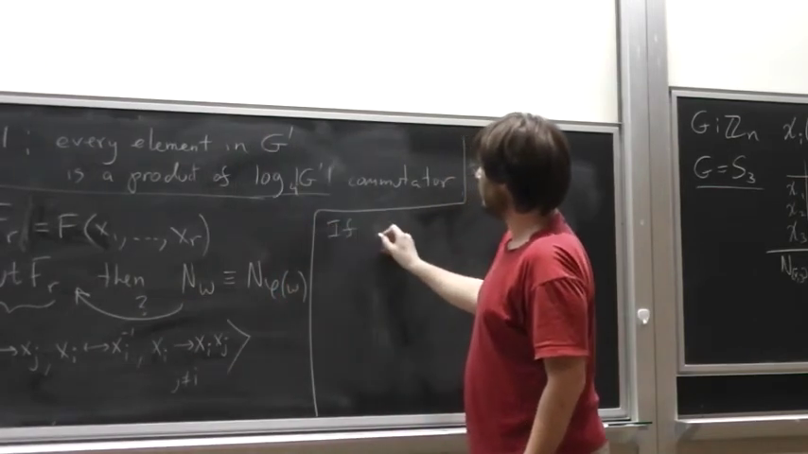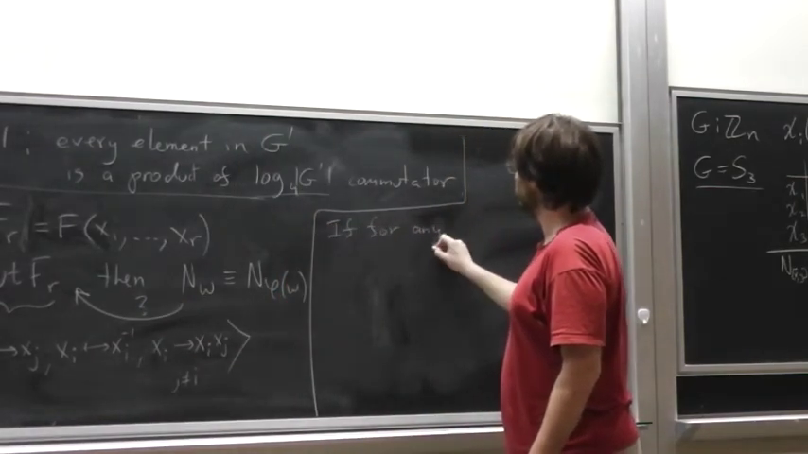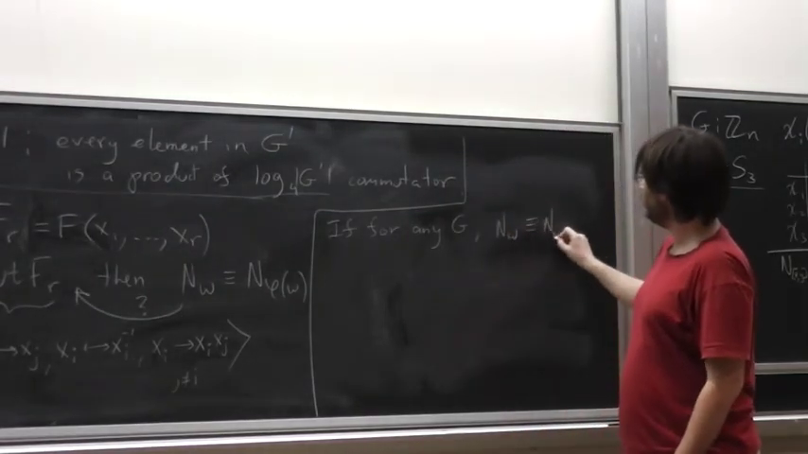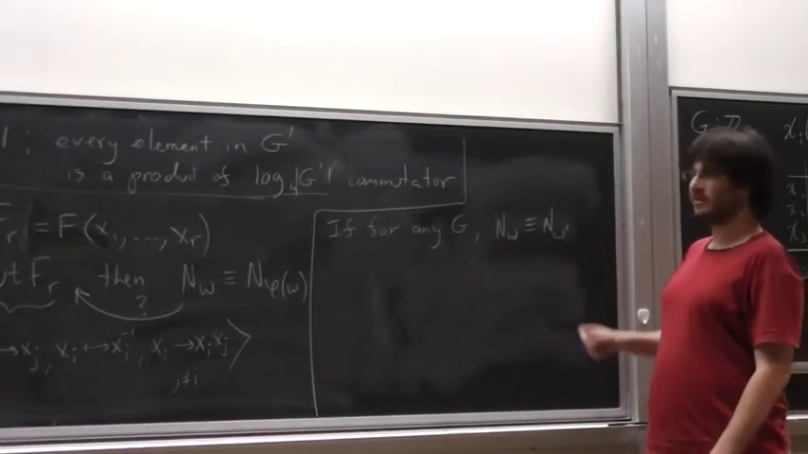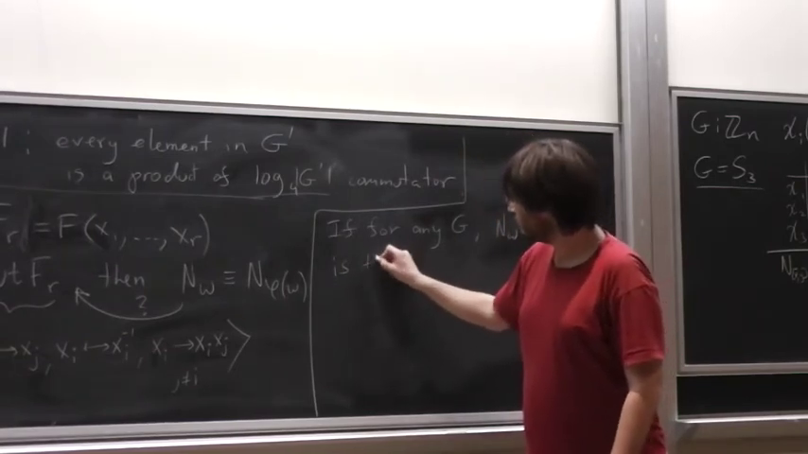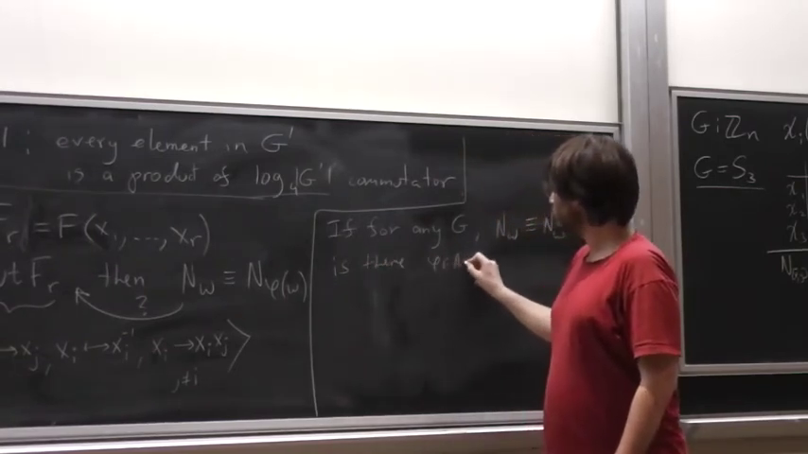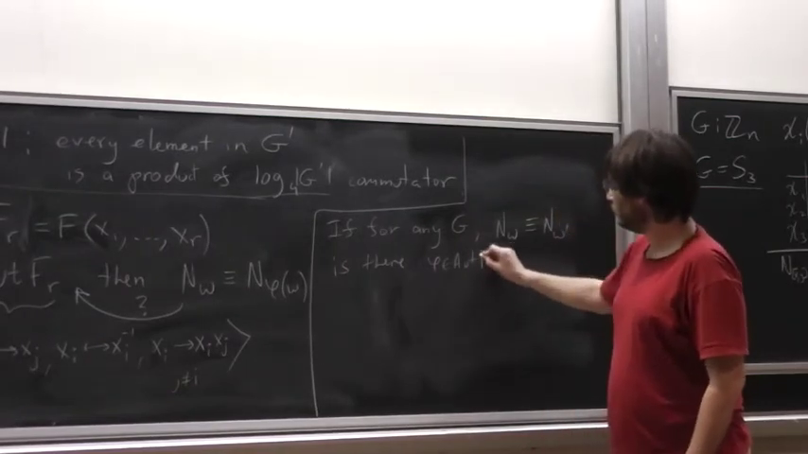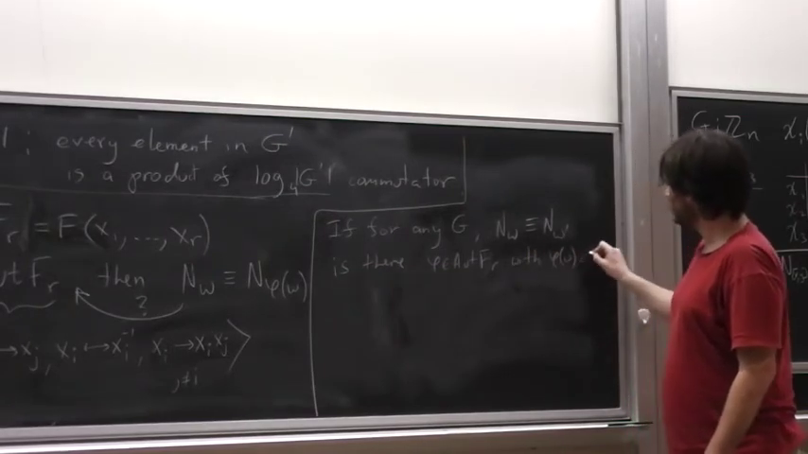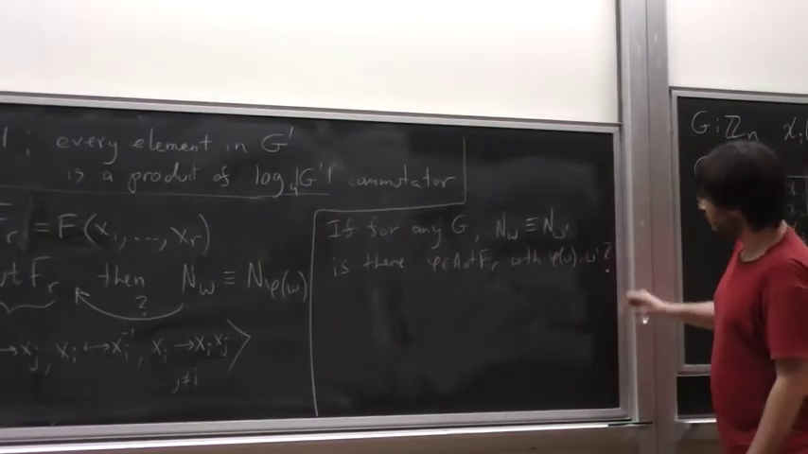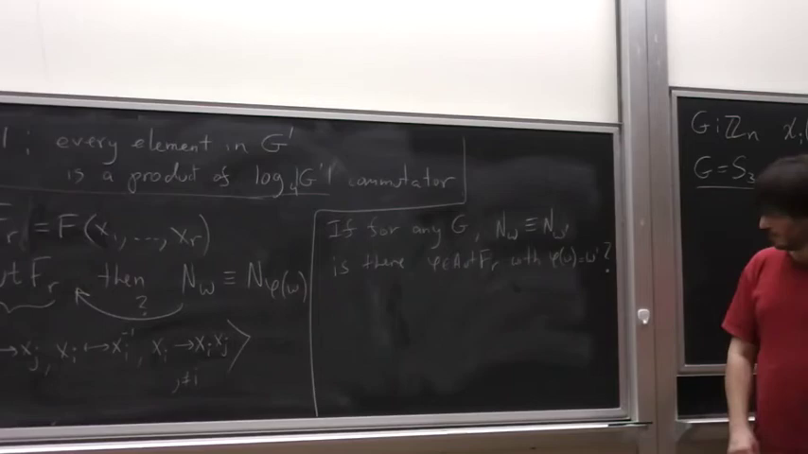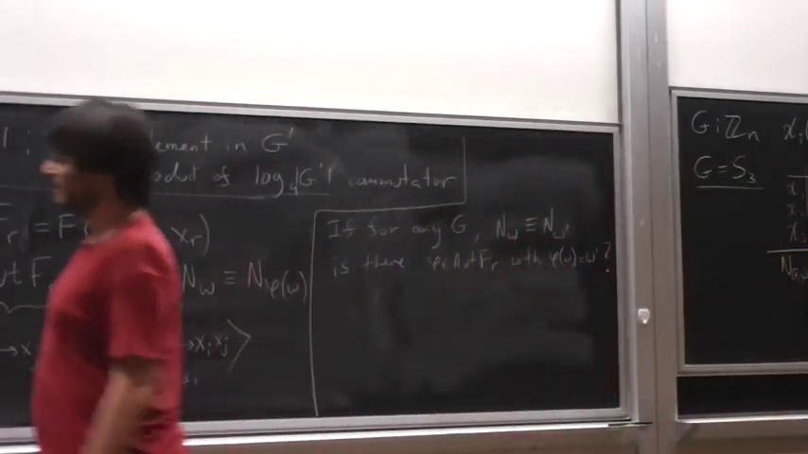So if for any G, the counting function of two words are the same, is there some automorphism of the free group with related word? So this is a very good question. We're positive that the answer is yes, and we have no idea how to go with it.